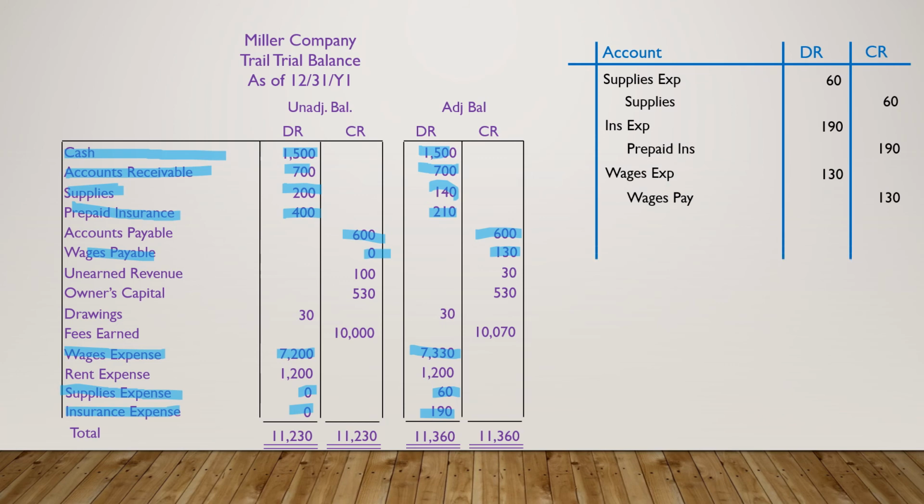Unearned revenue is also changing, receiving a debit of $70. When we debit unearned revenue, the credit goes to fees earned. If you look at unearned revenue and fees earned, you see the $70 decrease and a $70 increase in fees earned. Owner's capital, owner's drawings, and rent expense did not change, so no adjusting entries were made to them.